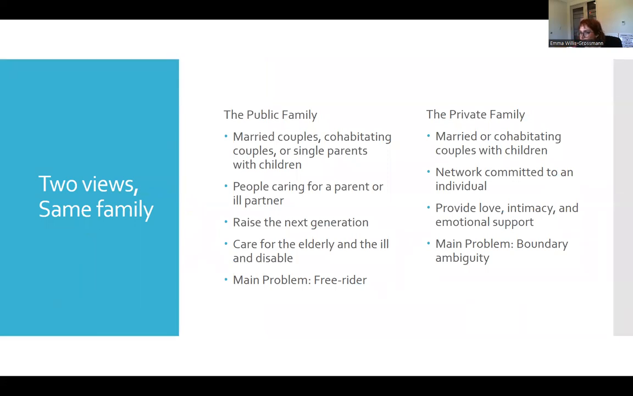So let's create clear distinctions in what it means to be a family. In the public family, it's typically married couples or cohabitating couples or single parents with children. And they're usually people who are caring for a parent, an ill partner, or children. Those are the dependents. Their goal as a family is to raise the next generation and to care for the elderly, the ill, and the disabled.